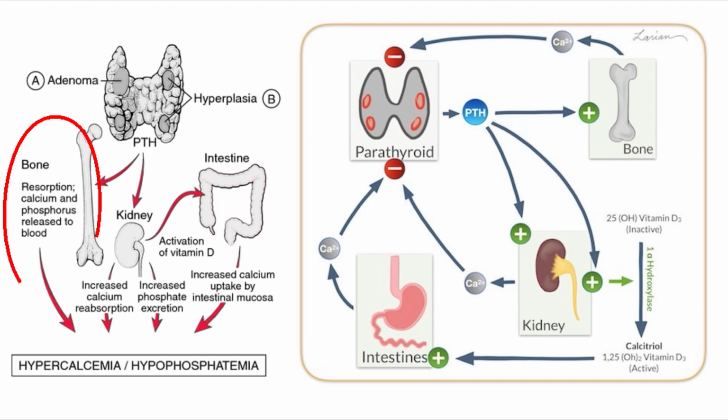It causes resorption of the bone, thereby increasing the calcium and phosphorus levels in the blood. In the kidneys, it increases calcium reabsorption and phosphate excretion. And at the level of intestine, it increases the calcium uptake by intestinal mucosa with the help of vitamin D. So ultimately there is hypercalcemia and hypophosphatemia. This concept is important because it can be asked as a very simple question in biochemistry as well, and it is also important to answer clinical questions in medicine.